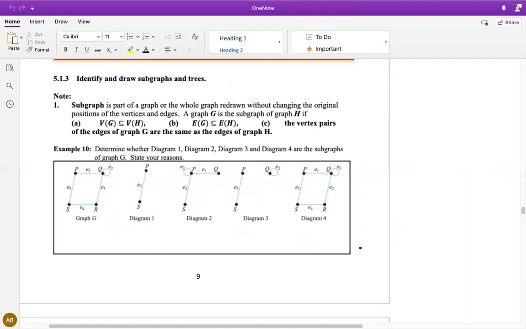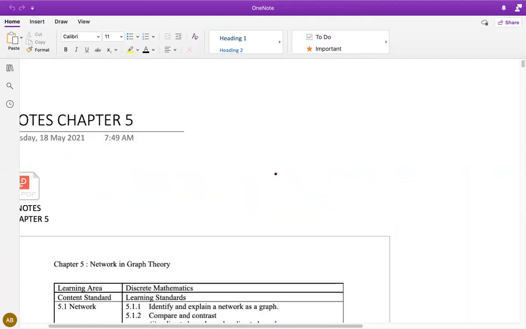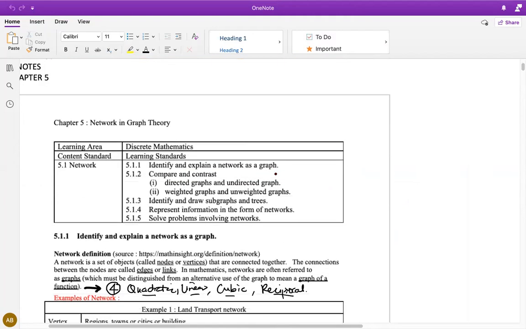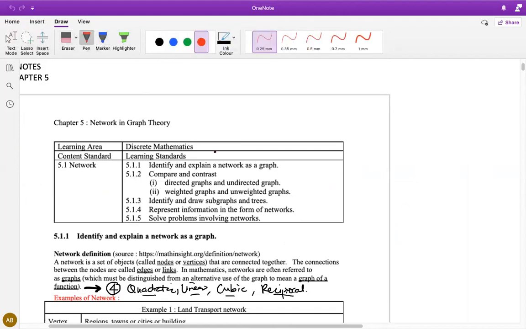So this afternoon, or morning, you're going to learn about subgraph and trees. Okay, so this is 5.1.3. Just to refresh, we have already done 5.1.1 and then directed graph, weighted graph. So today we're going to learn about 5.1.3.